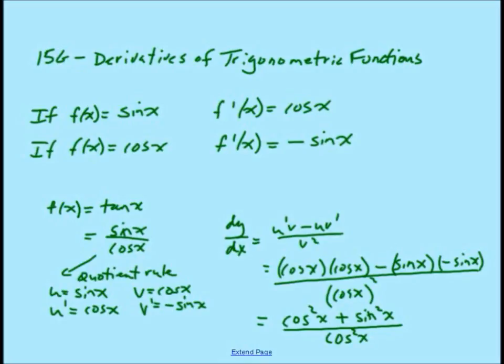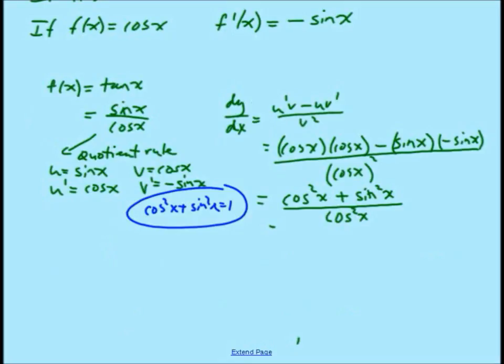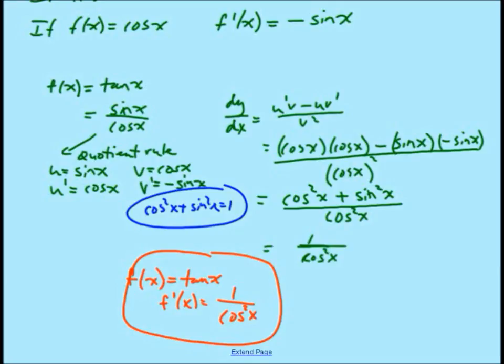Now, our most basic identity that we know is cos squared x plus sine squared x equals 1. Therefore, this equals 1 over cos squared x. So this is a basic rule. Again, if you want, you can memorize this. If f of x equals tan x, then the derivative is 1 over cos squared x. But just remember, as for many other rules, if you can't remember what that derivative is, you can use these two rules here to sort it out.